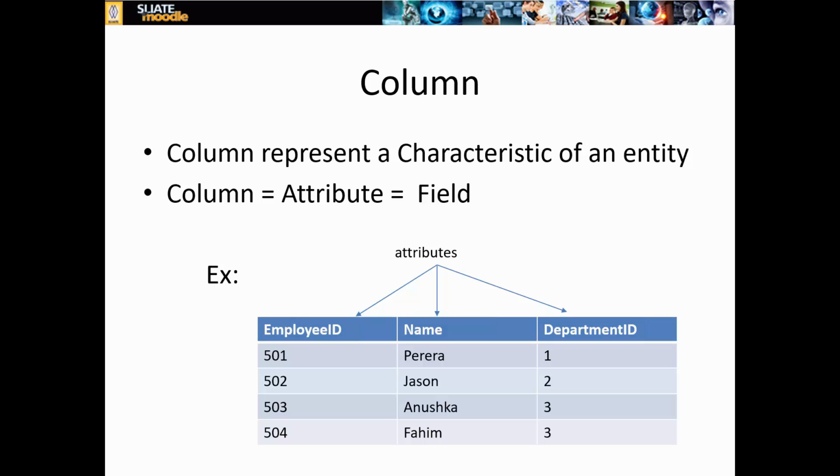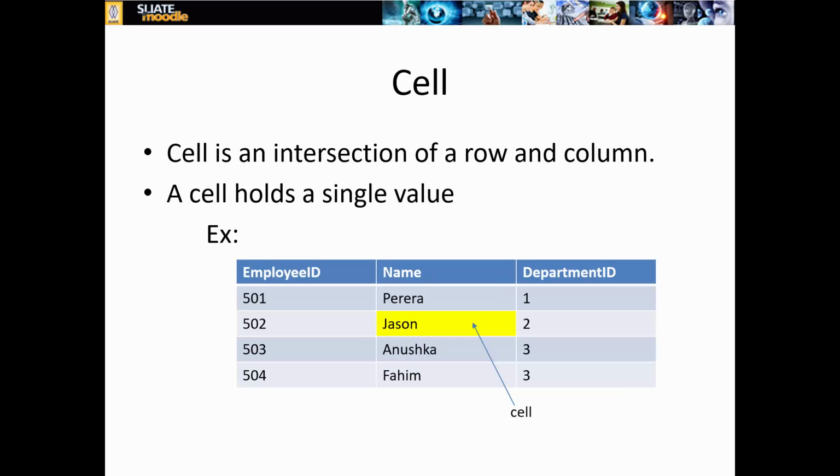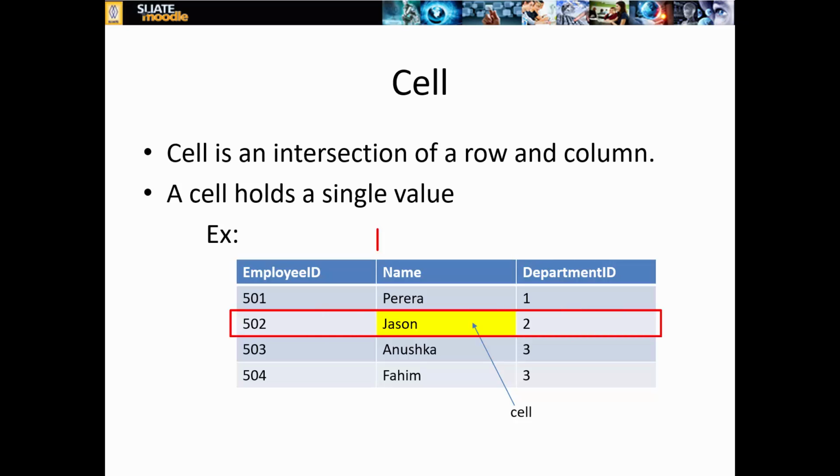We could not create 2 columns of a table with the same name, but we can have the same column name within another table. Another important term is a cell. A cell is an intersection of a row and a column. We do not store more than one value within the same cell. In this example, if you refer to the intersection point of row 2 and column 2, the cell value is JSON.